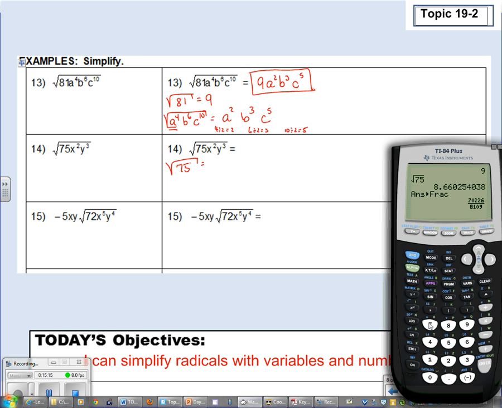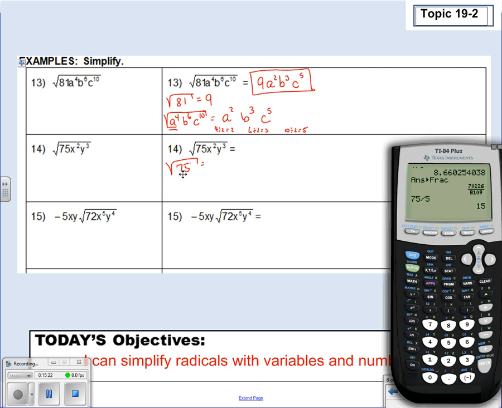And so when I factor, I see 75. I know it's divisible by 5. So I know 5 times 15 will give me 75. 5 is prime, 15, I know that that's 5 times 3. So again, doing what we did yesterday, I'm going to rewrite my radical with 3 times 5 times 5. I see my double. I can take out the 5. It's the square root of 3, 5 square root of 3. So we've taken care of the number.